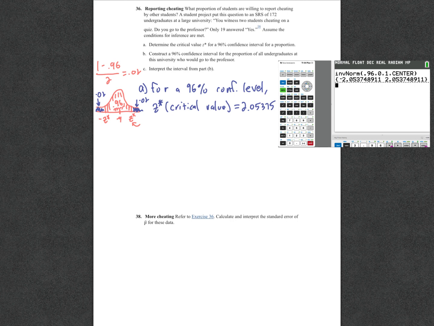So we'll do it the other way. And I'm going to do it this way for all of them. So we'll go back to inverse norm number 3. And so now we'll do 0.98, right? 0.96 plus 0.02. And then still 0 and 1, and we'll do left. And notice it gives us the same value. Okay, so that's our critical value for part A.